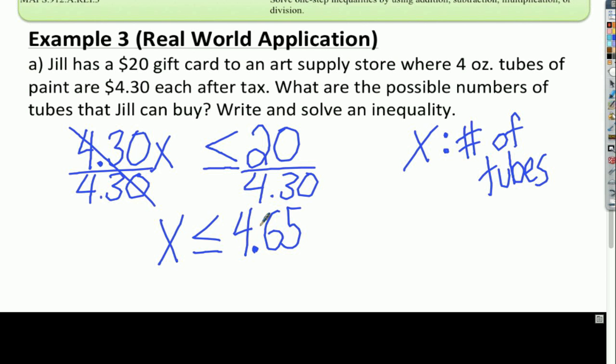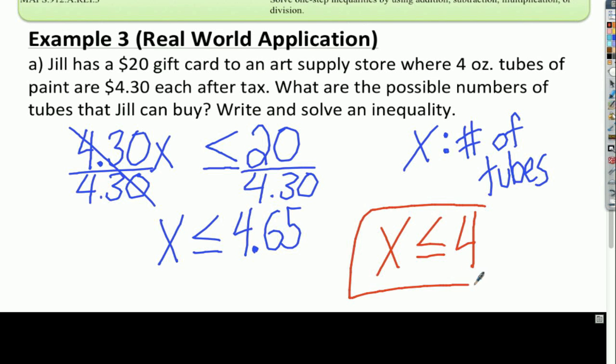So we can't round it up. And as Kayla said, we can't cut a tube in half and buy part of it. So you must round down. In this case, it's x is less than or equal to 4, which represents the number of tubes. This is what it means to be in a high school honors class: you have to actually think it through. Any comments, questions, concerns about how we put this together?